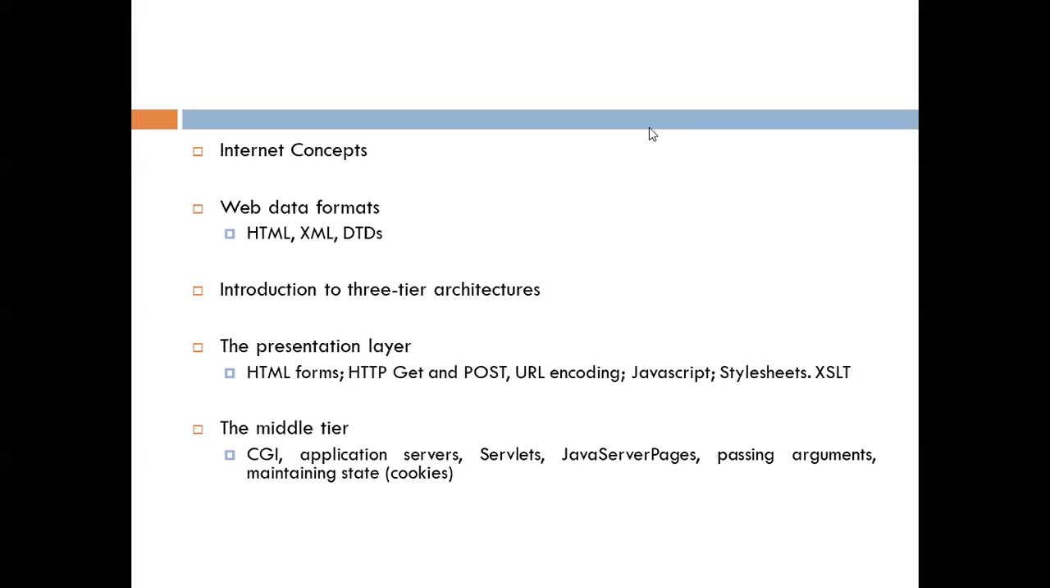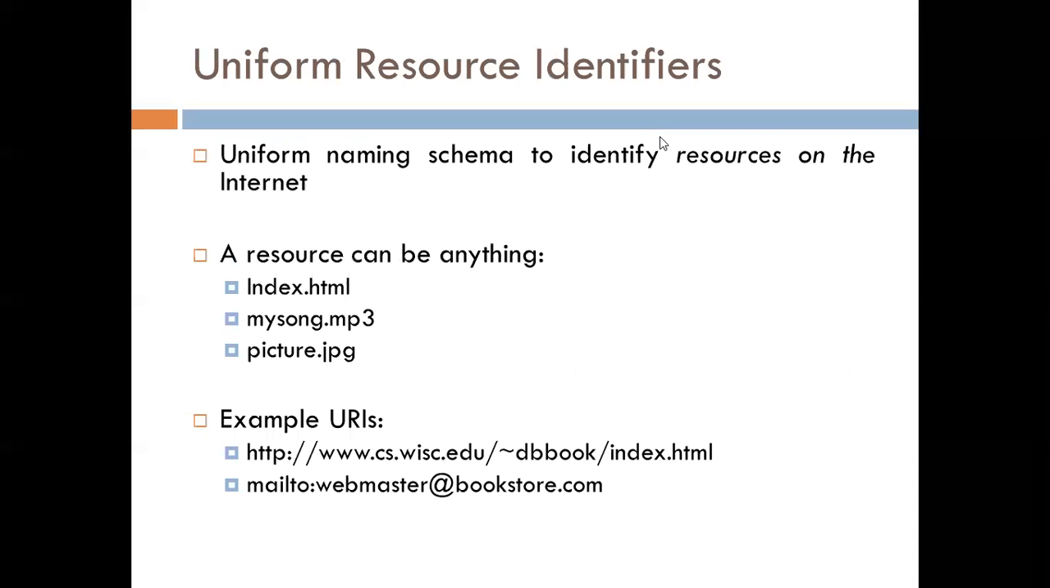For that particular purpose, we will be using uniform resource identifiers. So uniform resource identifiers are a string that uniquely identifies a resource on the internet. A resource can be anything. A resource can be a web page itself or a part of a web page. It can be audio, video, image, anything that is present on a web page.